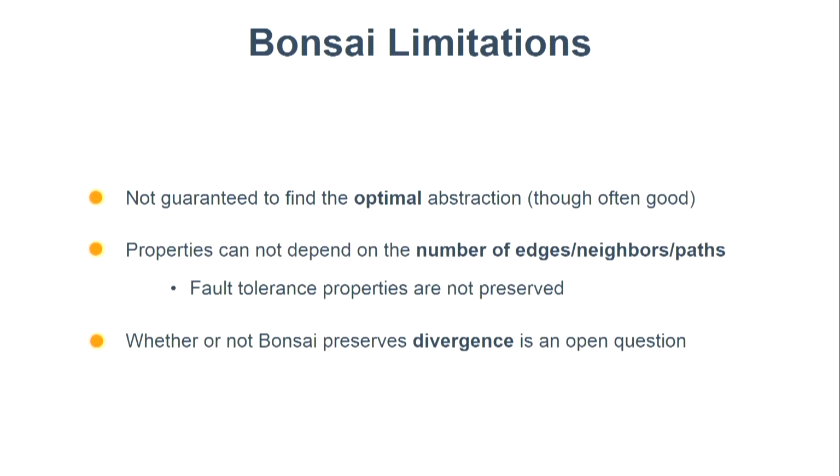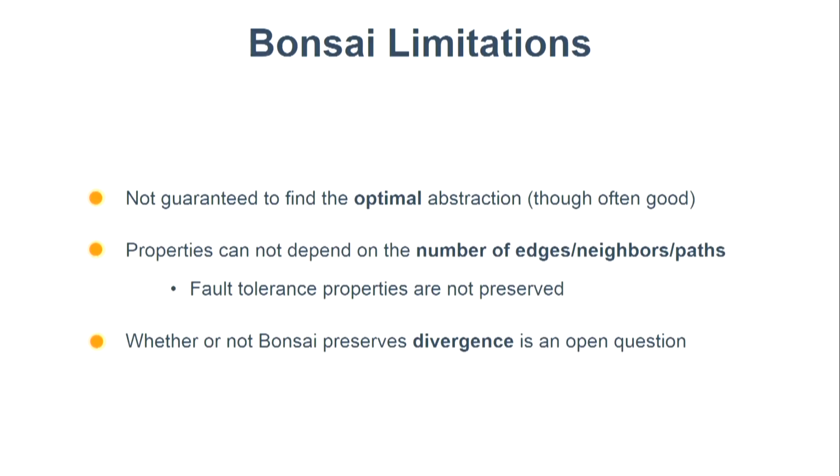Okay, so Bonsai has a number of limitations. In particular, our algorithm is a greedy algorithm, and it's not guaranteed to find the optimal abstraction. In addition, we have made a variety of very specific choices about the kinds of techniques we've used to abstract messages. There are other choices that we could make that might lead to better results. And so continued research here, I think, will be very interesting.